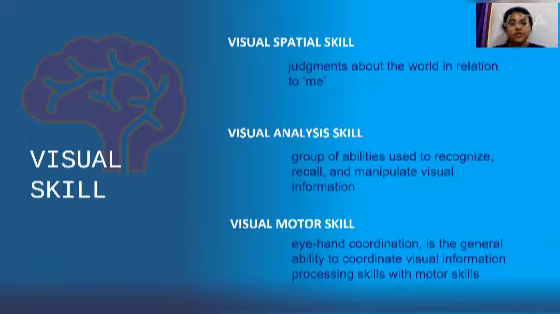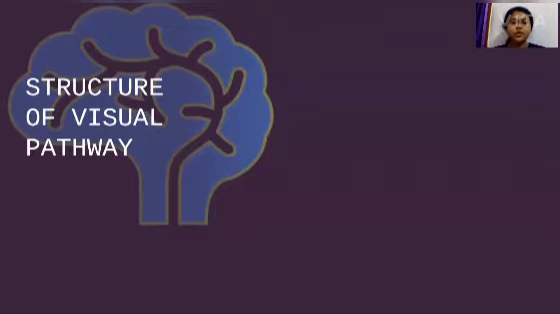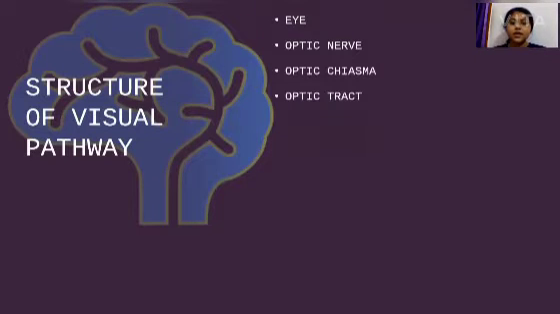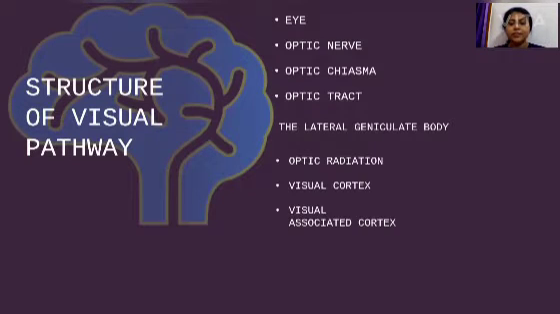Now I am talking about the structures of the visual pathway. It is the eye, optic nerve, optic chiasma, optic tract, that is before the lateral geniculate body, and after it, it is optic radiation, visual cortex, visual association cortex. After the LGN is called the posterior pathway, and the part before is called the anterior pathway.